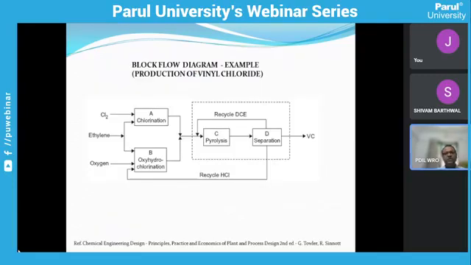This is a typical block flow diagram, as I was discussing in the previous slide. If you look at this block flow diagram, you will understand that it represents the basic operations, that means unit operations. Only the unit operations are written in the blocks, along with the incoming raw materials, the recycle, and the final product. This is the simplest way to see a block flow diagram.